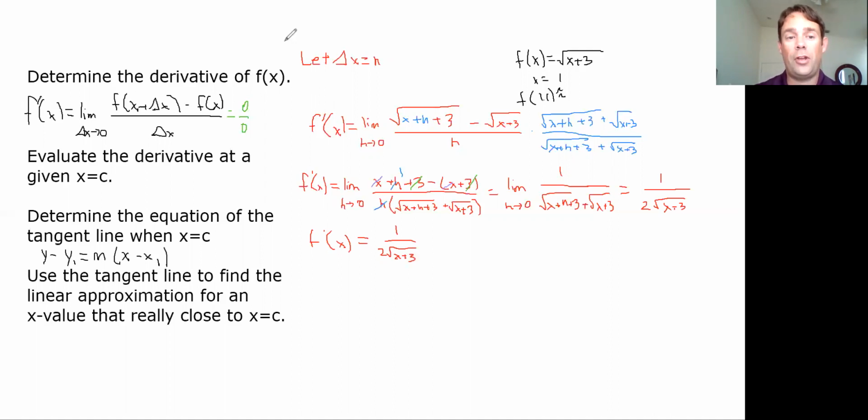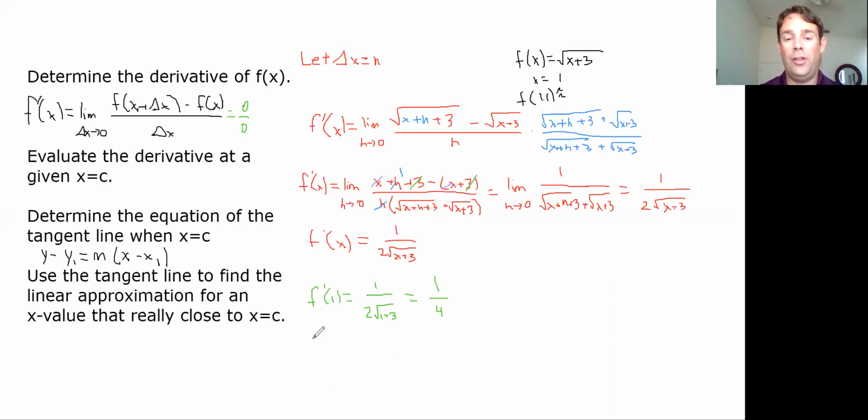So second part, we're dealing with this when x is 1, so we're going to plug 1 in here. F prime of 1. So the derivative when x is 1 would be 1 over 2 times the square root of 1 plus 3. That whole thing is 1/4. So that means the instantaneous rate of change at that point when x is 1 is 1/4.